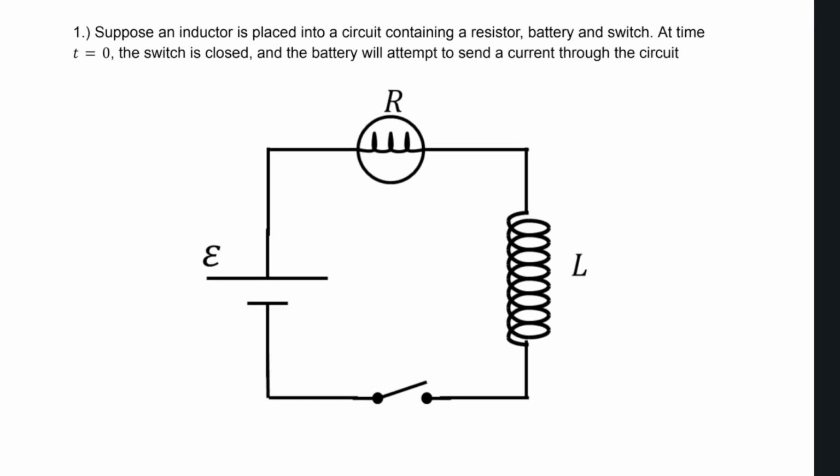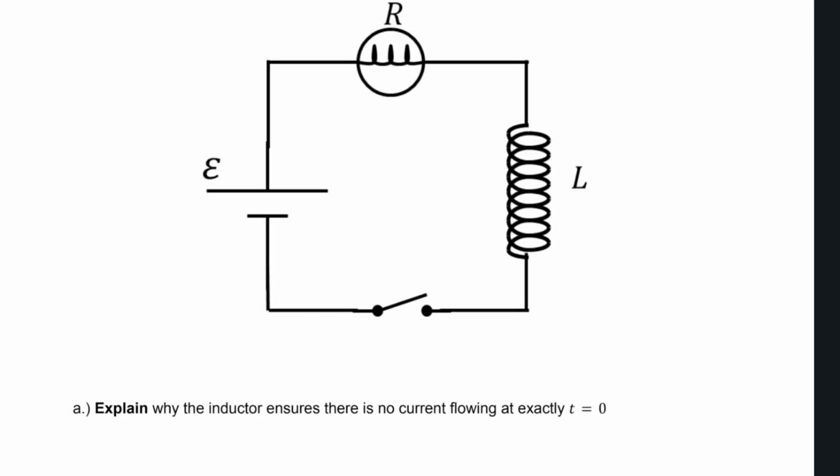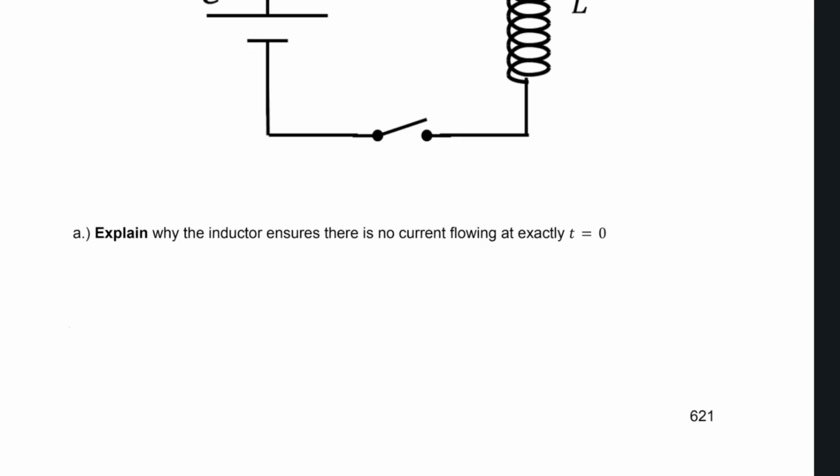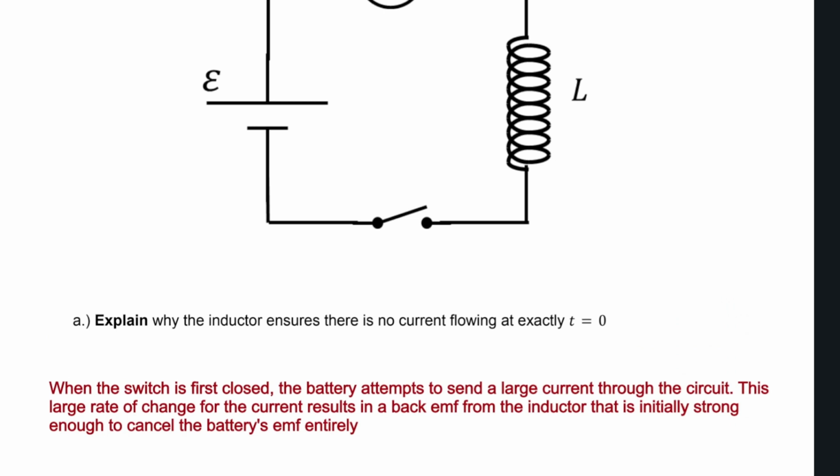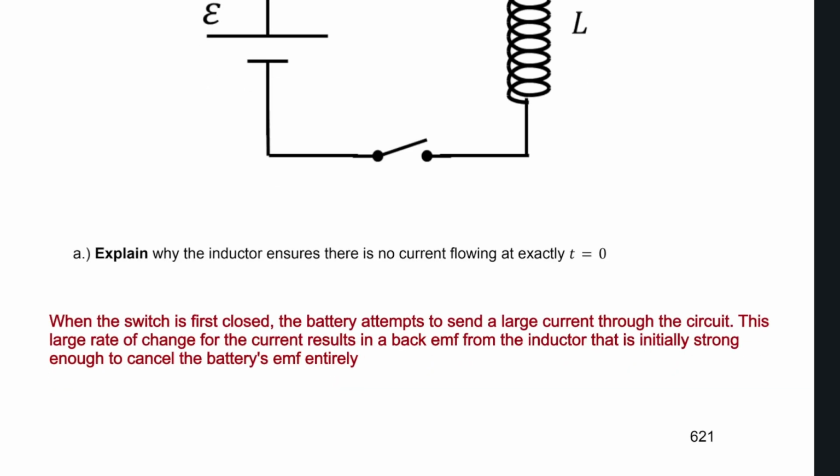And to look at this, remember that inductors oppose changes in current. So as soon as we flip the switch, the battery is going to attempt to send a huge current change through the inductor. And as a result, there will be a huge resistance in that back EMF of the inductor, effectively canceling out that effect initially. So we can see that here when the switch is first closed, the battery attempts to send a large current through the circuit. And as such, the inductor resists that change in its flux, resulting in no current initially.